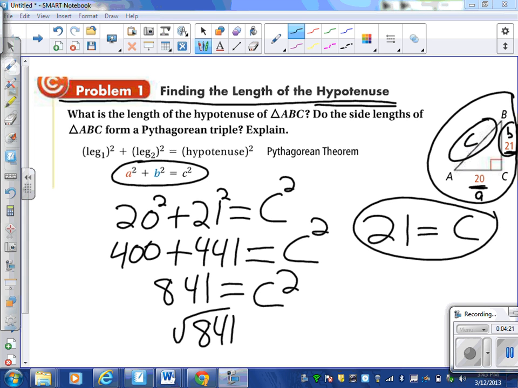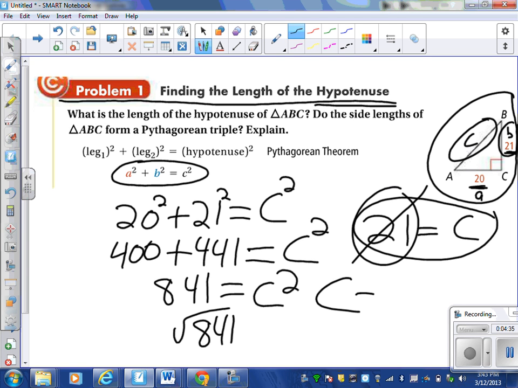Just check it. Does anyone disagree with that answer? That is incorrect. The real square root of 841 is, can anyone tell me? Put that in your calculator. What do you get? 29. That is correct. So the missing side, c, the hypotenuse, is 29.